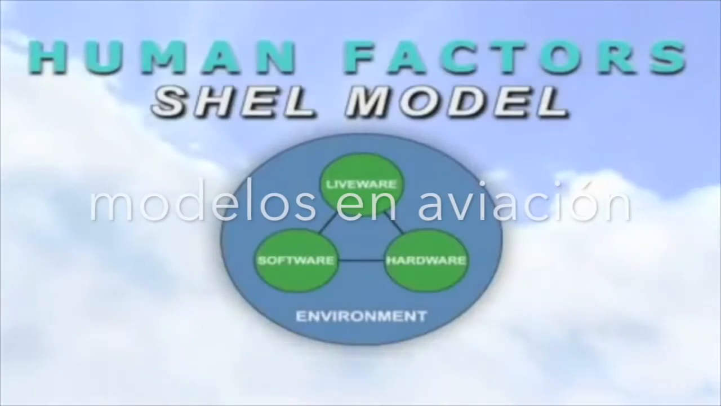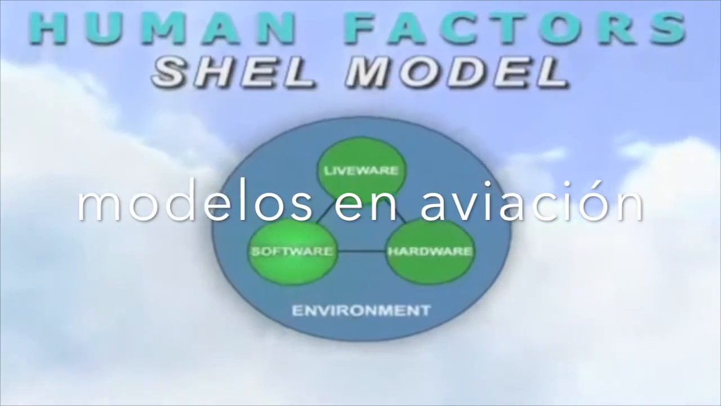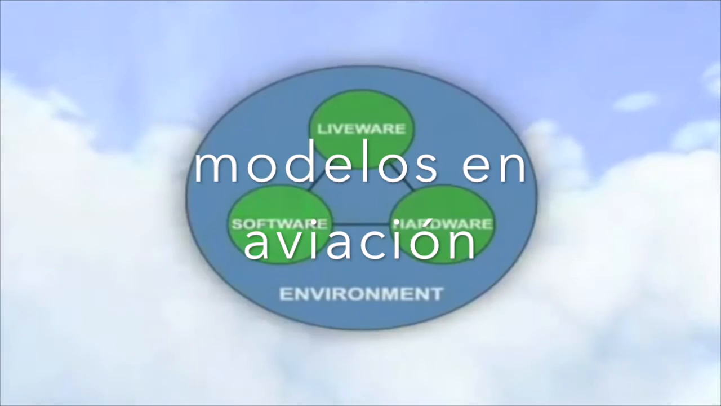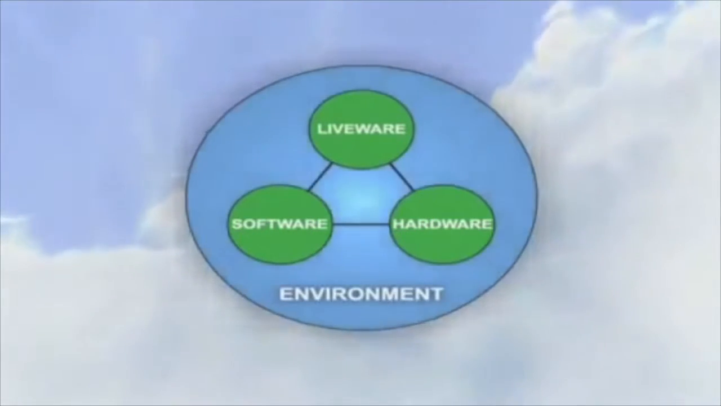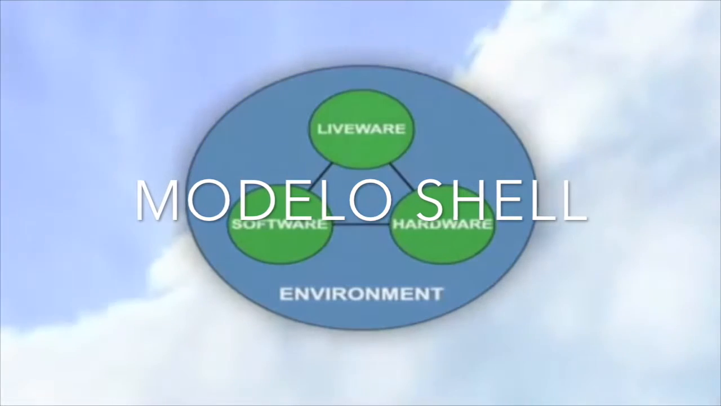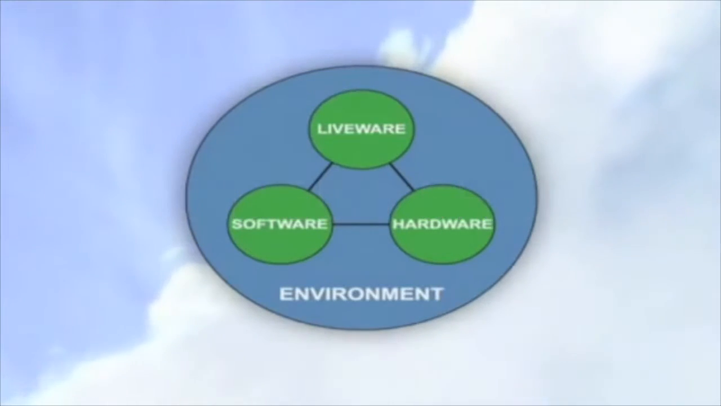Bringing about the human factors SHELL model. The SHELL model helps define any productive process by examining the interactions and relationships of all the vital components. Its name is derived from the initial letters of its four components. The first component, S, represents software.